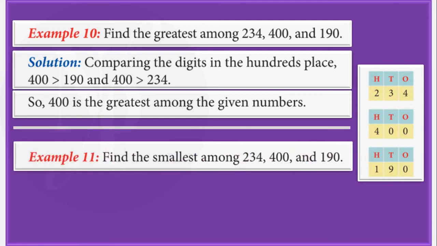So in example number 11, find the smallest among 234, 400 and 190.